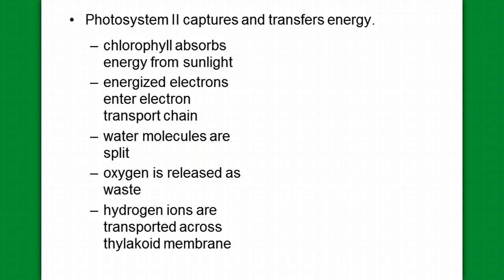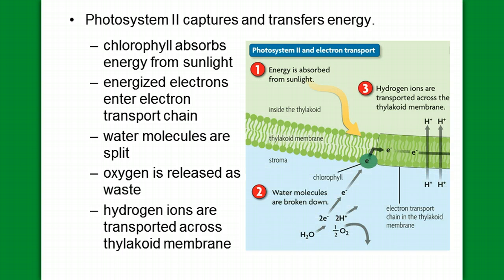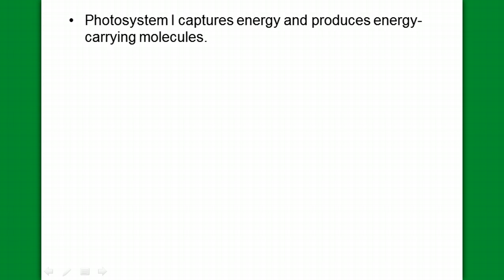As the energized electrons move along the transport chain, hydrogen ions are then transported across the thylakoid membrane against their concentration gradient. So when we look at how that works, sunlight's absorbed, water molecules are broken down, oxygen's released, electrons go in. As those energized electrons move from protein carrier to protein carrier, hydrogen ions get pumped to the inside of that thylakoid membrane. Okay, so that's photosystem 2.